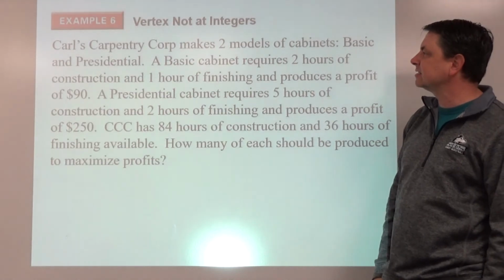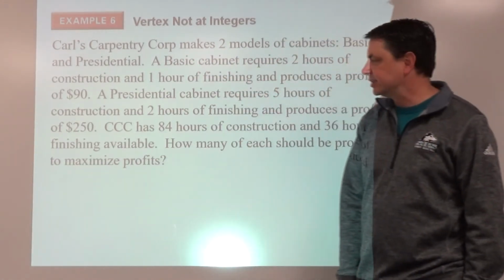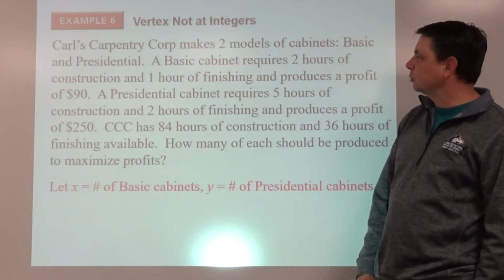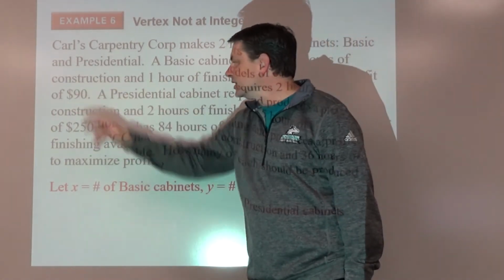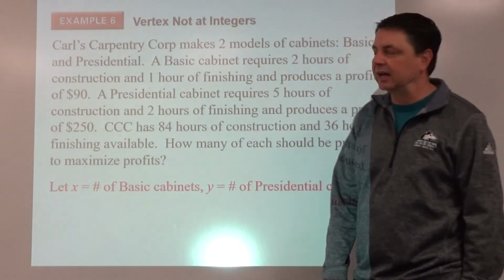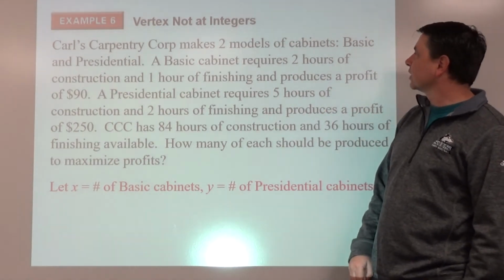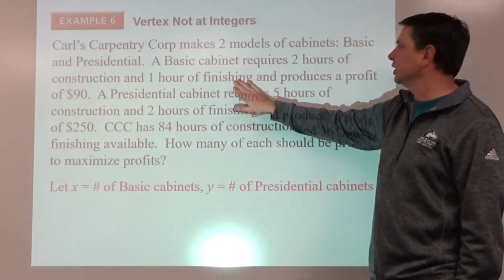Let's say x is the number of basic cabinets made, and y is the number of presidential. Again, profit function should be pretty easy. Profit is going to equal 90 times x plus 250 times y. And we've got to get into our constraints. We're going to have a constraint for construction and one for finishing.